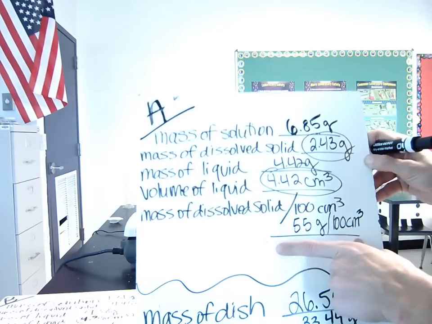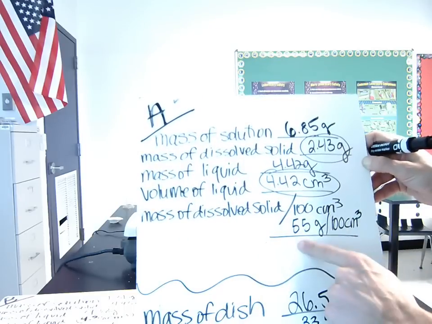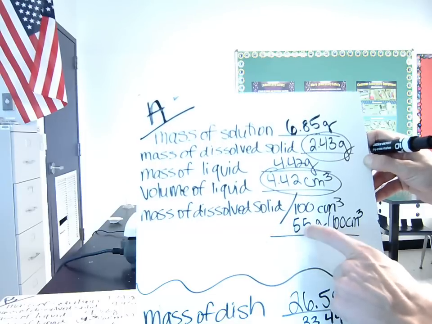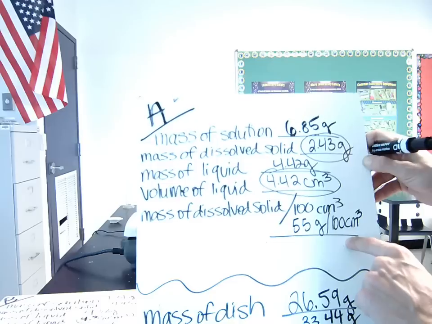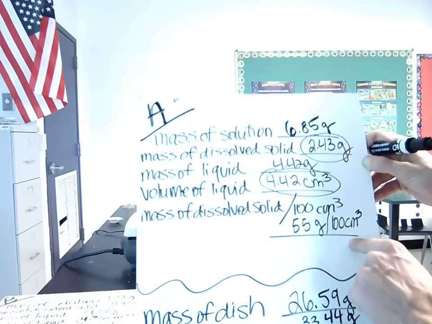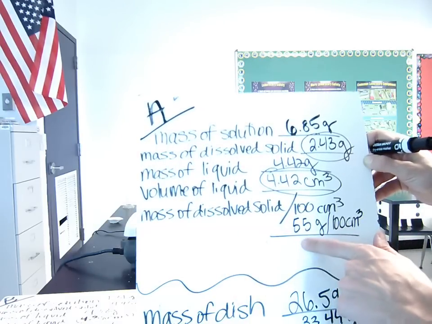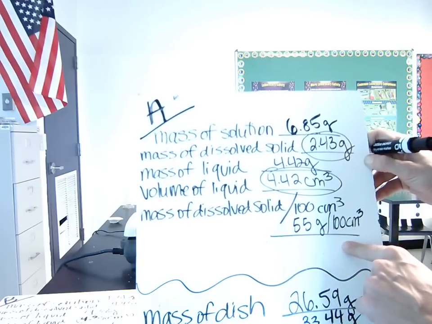And again, in plain English, what this means is that for substance A, 55 grams will dissolve into 100 cubic centimeters of water. That's the maximum amount of substance A that can dissolve into 100 cubic centimeters of water. If I were to put 56 in the test tube, then there would be 1 gram that would not dissolve and the rest would. That's theoretically what this means. The maximum amount of substance that can dissolve into 100 cubic centimeters of water.